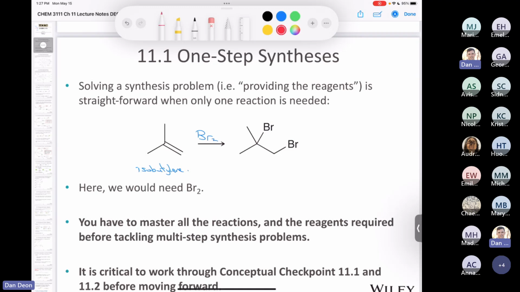I'll put a little red star by that to denote you should be able to draw the mechanism of this reaction, right? You should be able to draw the bromine molecule, Br2, like this, and you should be able to push the curved arrows. I'm just going to draw the first step here, where you form the bromonium ion, and then the bromide comes in and attacks.